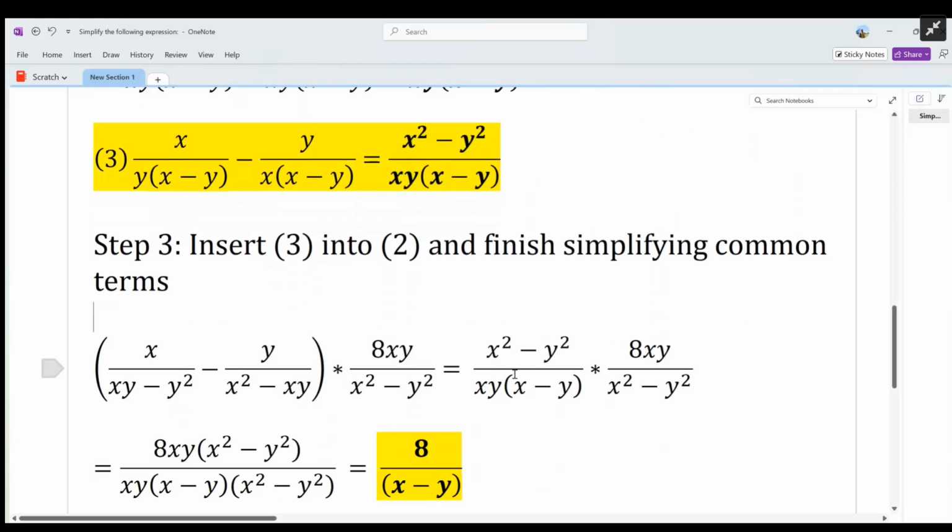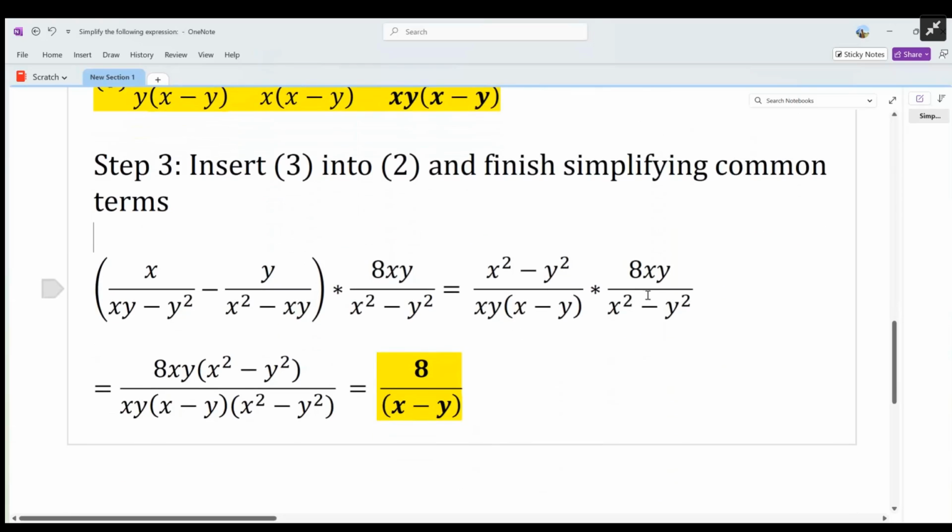And so once you're left with this equation, one thing you'll notice is that there's a lot of common terms, right? When you multiply everything together, you'll notice that there's an xy common term and there's an x squared minus y squared common term, and those just get factored out. And so you're just left with 8 over x minus y.